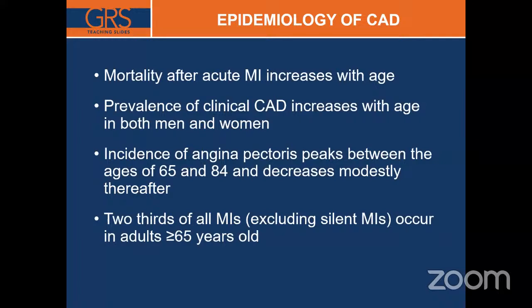Okay, in general, mortality after acute MI increases with age. And prevalence of clinical coronary artery disease increases with age in both men and women. Like we said, the older you get, the more risk you have for coronary artery disease. Incidence of angina pectoris peaks between the age of 65 and 84, and after 84 years, it decreases. Okay, 2/3 of all MIs, excluding silent MIs, occur in adults more than 65 years old.